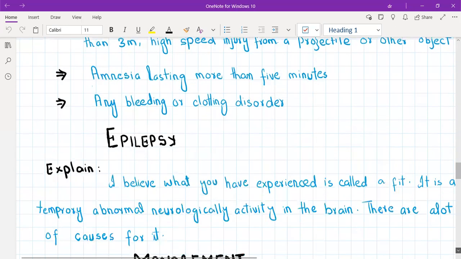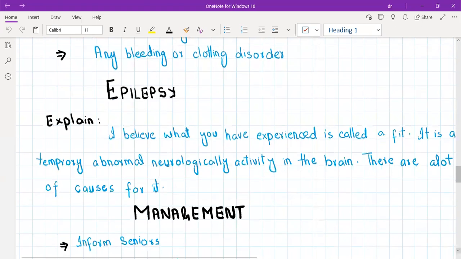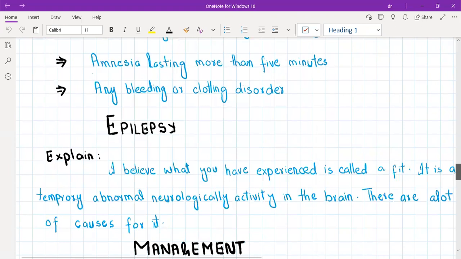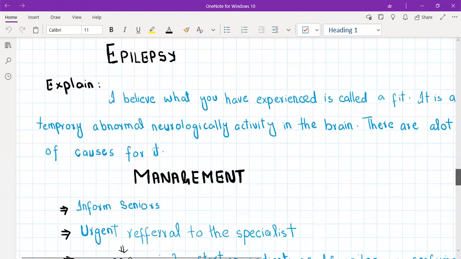So epilepsy: if the patient gives a history of fall, but tells you that there were fits, then most likely it's a seizure. Now you can't say that it's epilepsy based on a single seizure. So you will just explain that I believe what you experienced is called a fit. It's a temporary abnormal neurological activity in the brain.